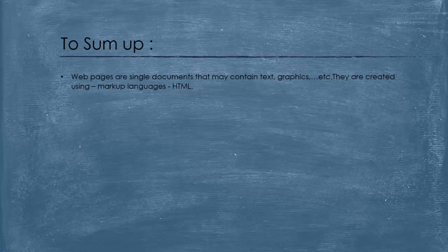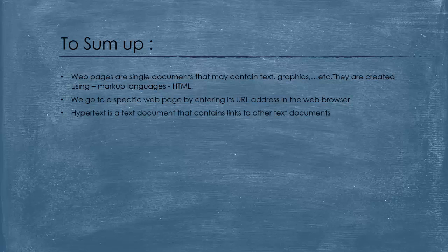So, to sum up, we've seen that web pages are single documents that may contain text, graphics, etc. and they are created using a markup language such as HTML. We go to a specific web page by entering its URL address in the web browser. Hypertext is a text document that contains links to other text documents. We've also seen that websites are a group of well-structured and interlinked web pages, and that we move from one page to another page using hyperlinks.